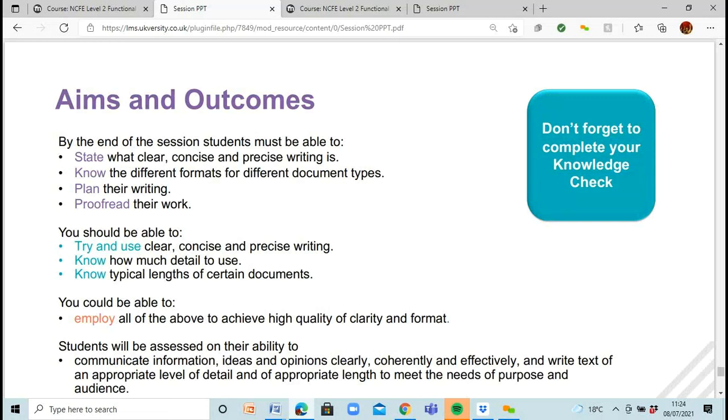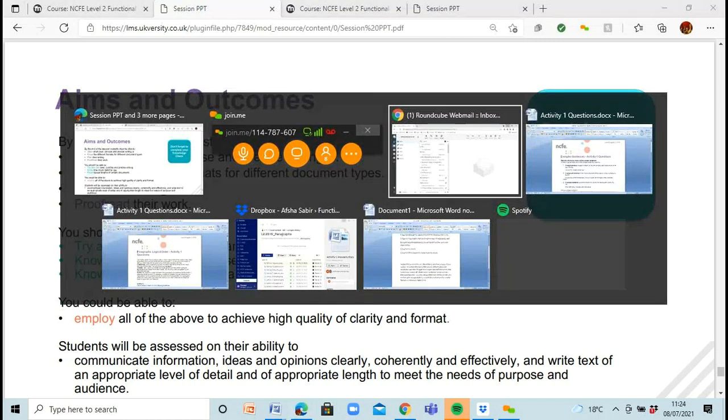And that's it. So we've got all through that. Well done. So today we've looked at what clear, concise, and precise writing is. We looked at different formats for different documents. You should be able to plan your writing. You should be able to proofread your work. And you should be able to use clear, concise, and precise writing. Hopefully you'll know what sort of detail to use within your work and what the length of each of the documents should be. So before I go on to paragraphs, I want to show you the homework for here.